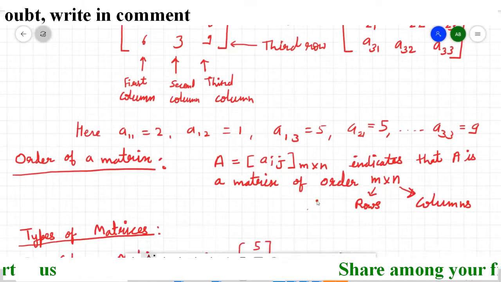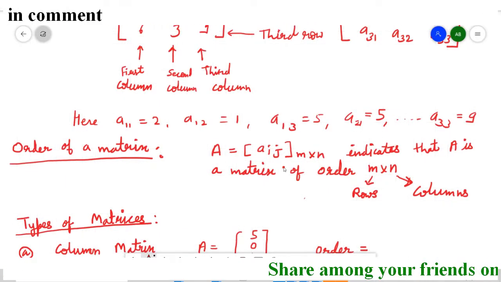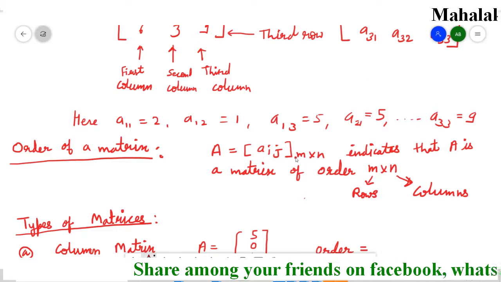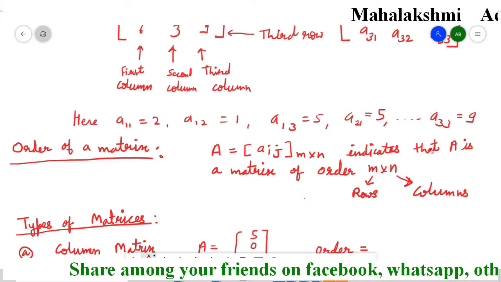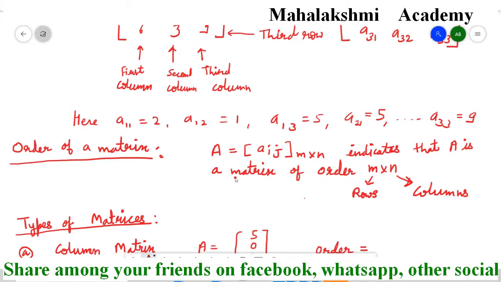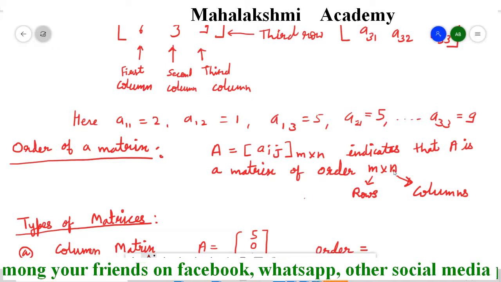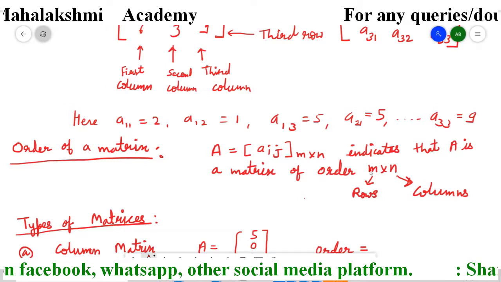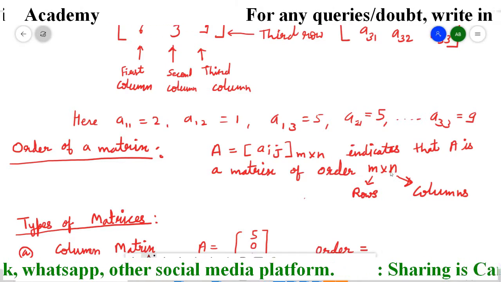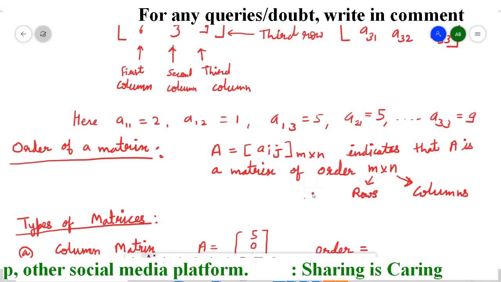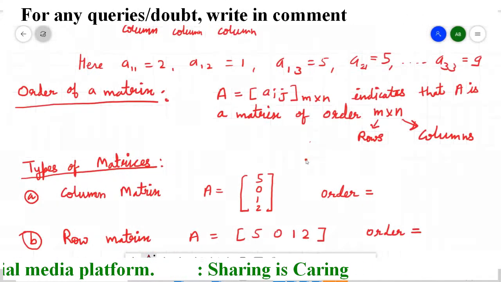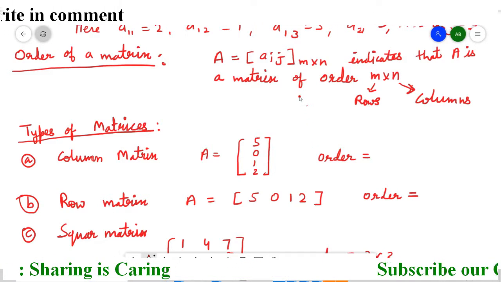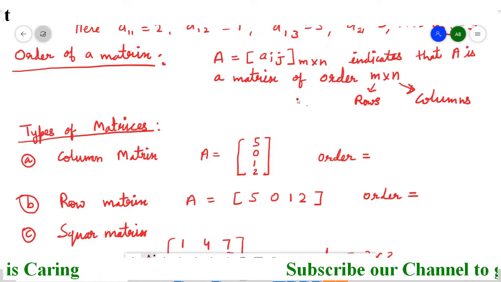The definition is written here. A is equal to Aij. Aij means this representation is named as Aij. M cross n indicates that A is a matrix of order M cross n. M is the row and n is the columns. Number of rows are m and number of columns are n. That will be clear in further notes. Order will be clear, because we are going to solve the questions, then we will calculate the orders, so it will be clear to you after some time.